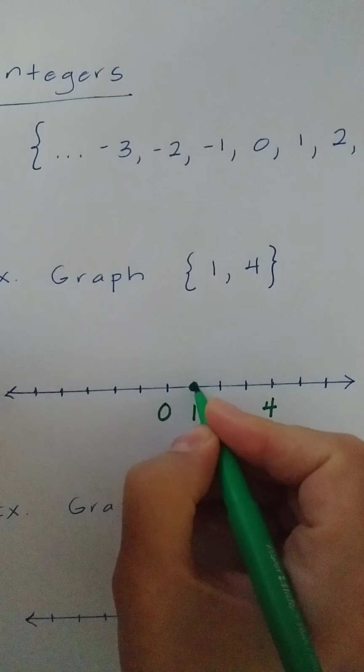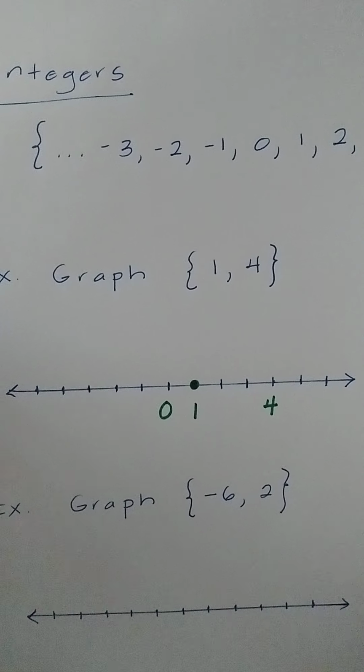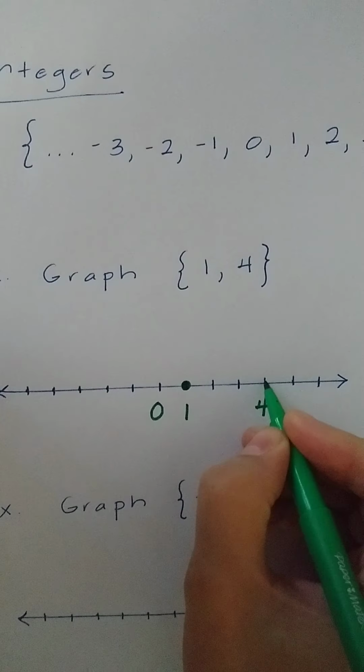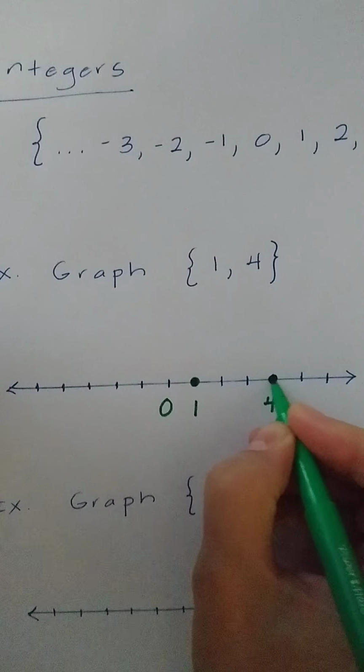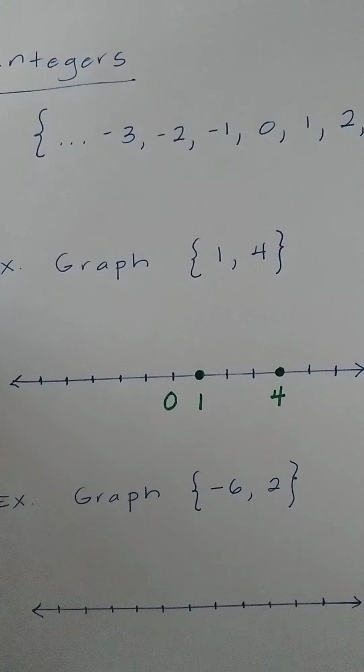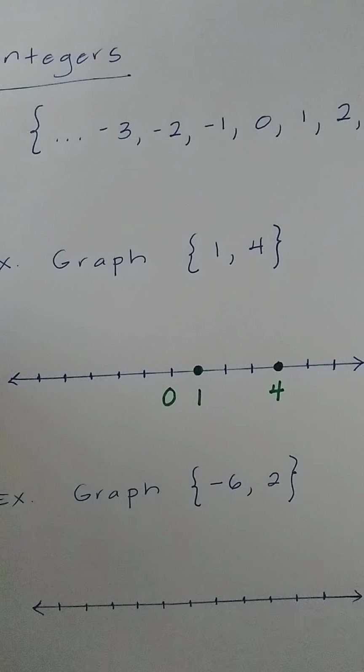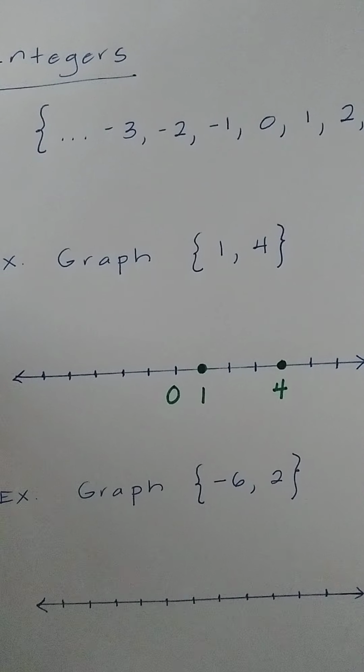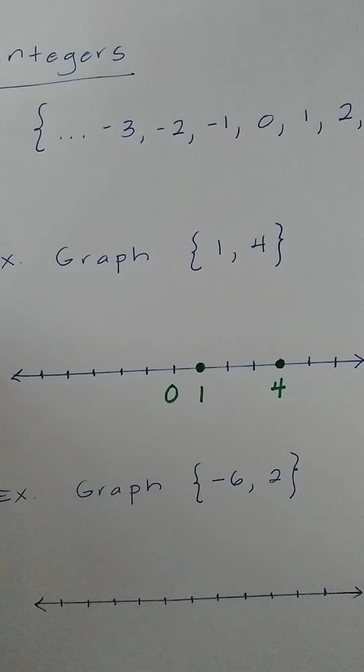I'm going to make this point very obvious to say, hey, that's where my 1 is, and make this point very obvious to say, hey, that's where my 4 is. When things are crowded, those points just add clarity of the exact location that you're labeling to the reader.